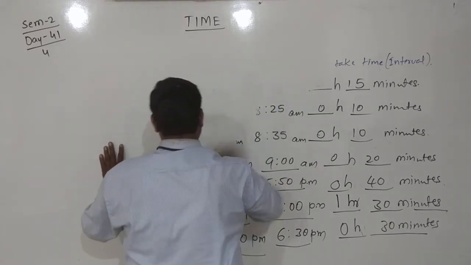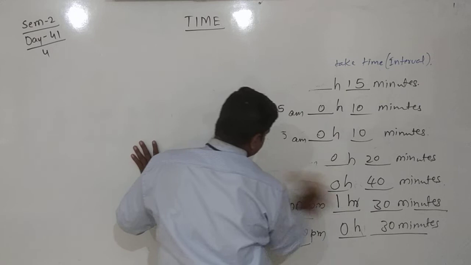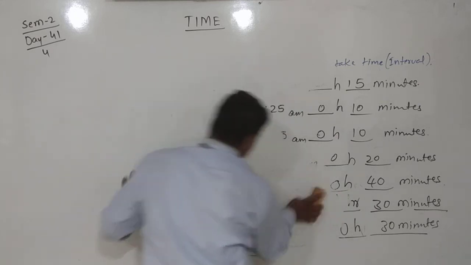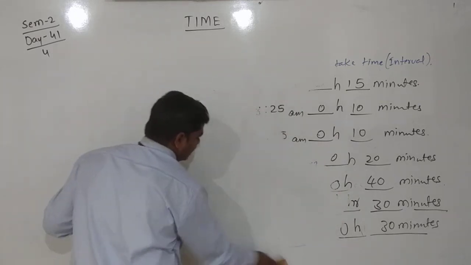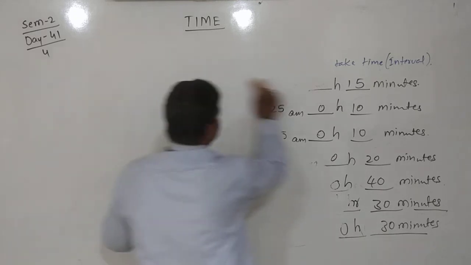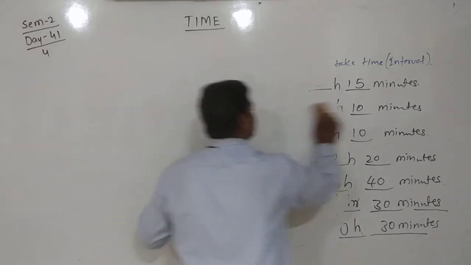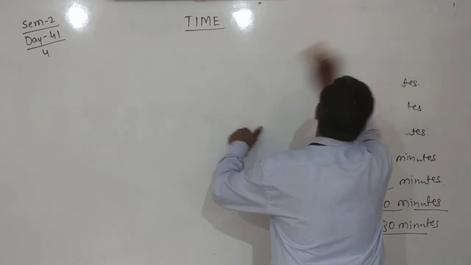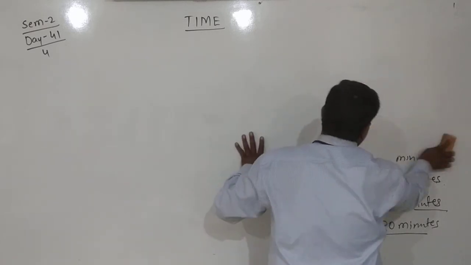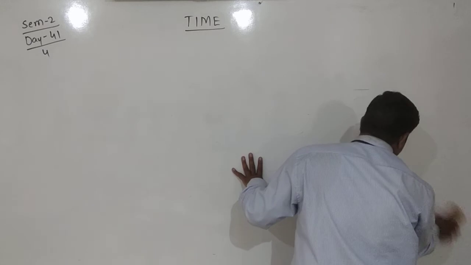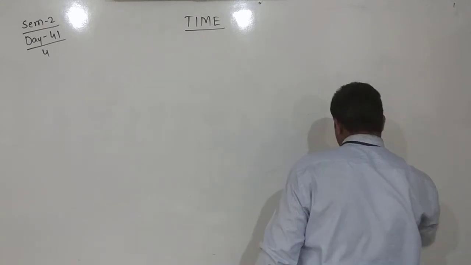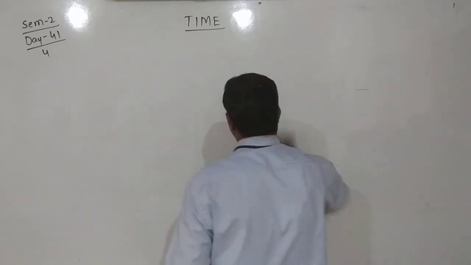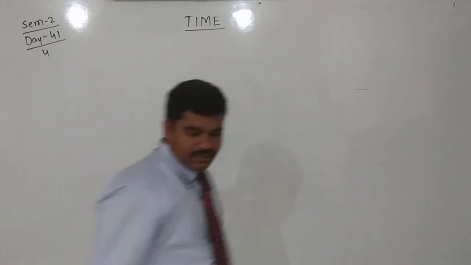Very simple this. To calculate the time interval, how many minutes you spend, subtract the time. When will you begin? That you subtract from when will you end. From the ending time you should subtract the beginning time. Then you will get the interval. Very simple it is. Here AM to PM.